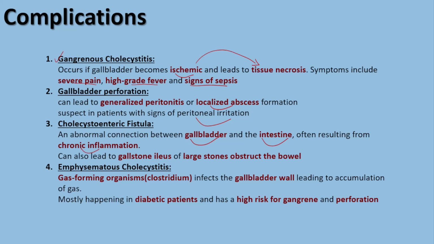So the fourth complication is emphysematous cholecystitis, and this is happening usually because of gas forming organisms. For example, Clostridium can do this, and in this case we have infection of gallbladder wall from Clostridium leading to formation and accumulation of the gas within the gallbladder, and this is usually happening in the diabetic patient and the patients who are having high risk for gangrene or perforation.